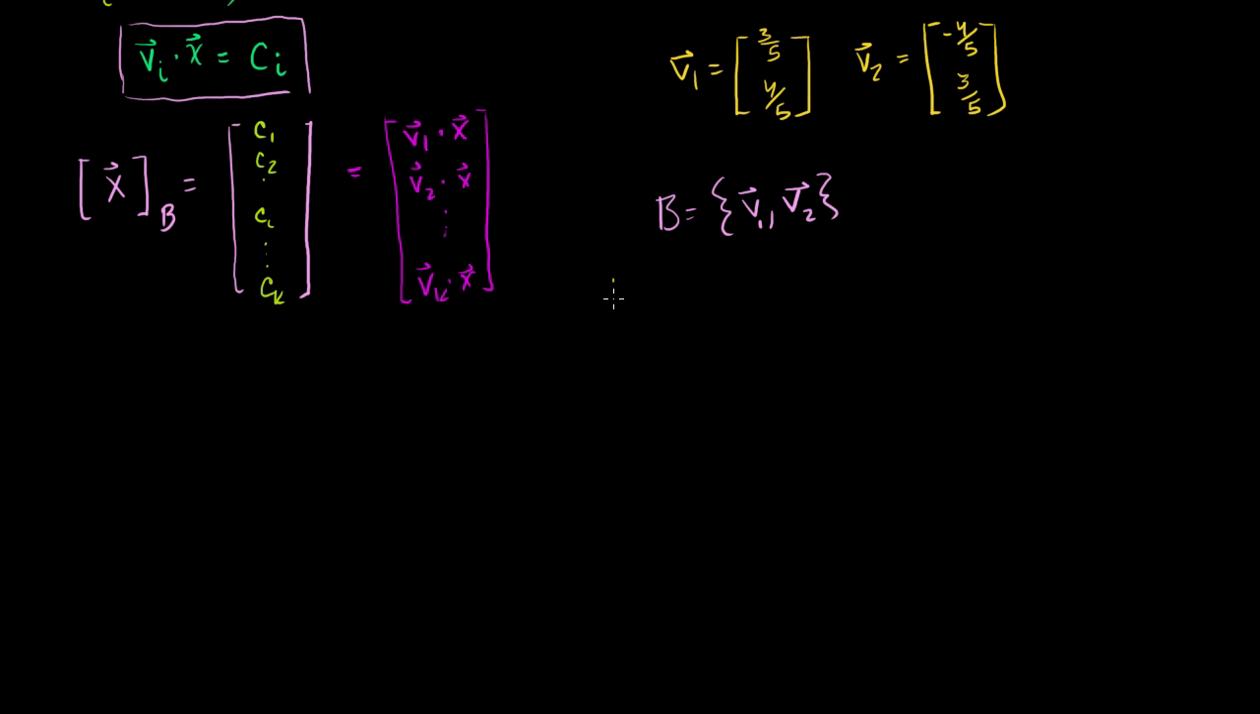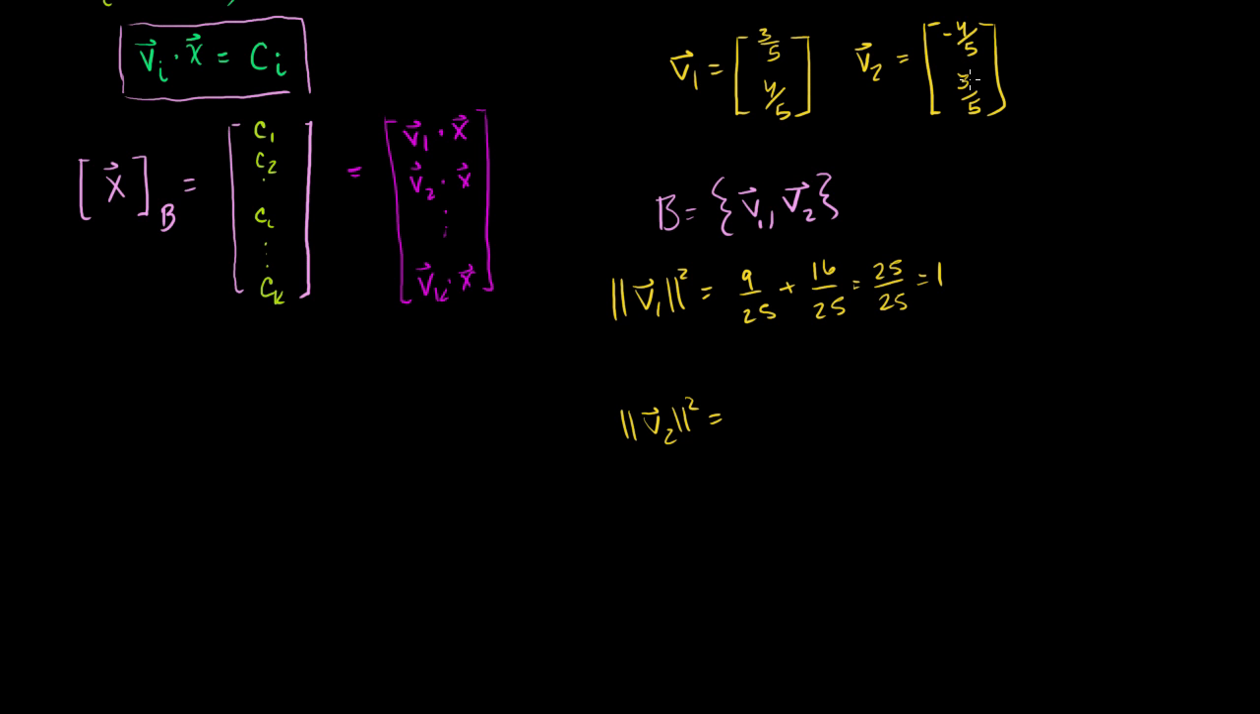So what is the length of v1 squared? Well, that's just v1 dotted with itself. So that's 3/5 squared, which is 9/25, plus 4/5 squared, which is 16/25, which is equal to 25 over 25, which is equal to 1. So this guy definitely has length 1. What is the length of v2 squared?